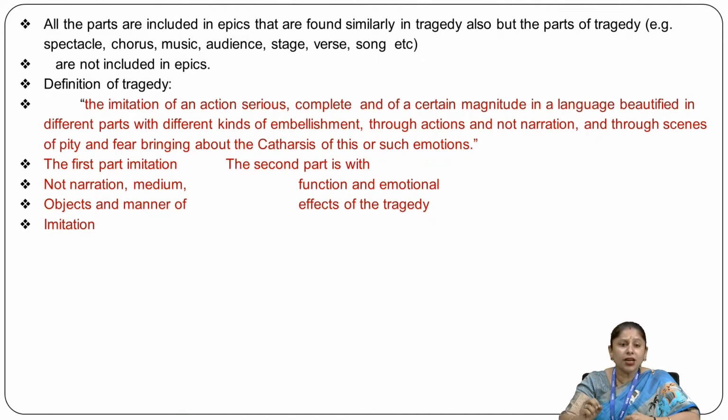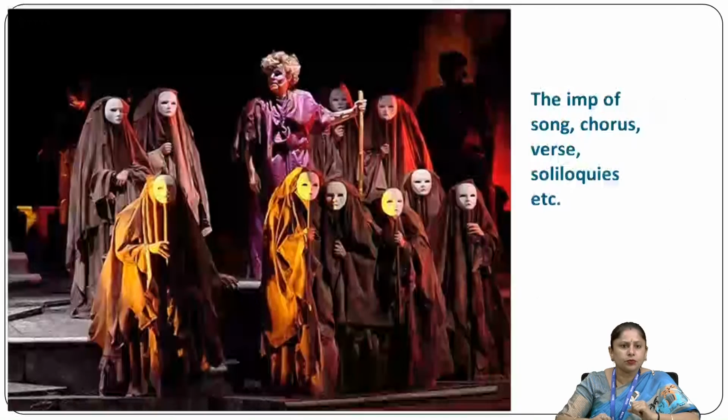The first part is imitation, and the second part is the functioning and emotional effect of tragedy. The first part does not go with narration, but it is a kind of medium, and the objects and manner of imitation become important factors in understanding tragedy. So the definition of tragedy must be remembered with the word catharsis.